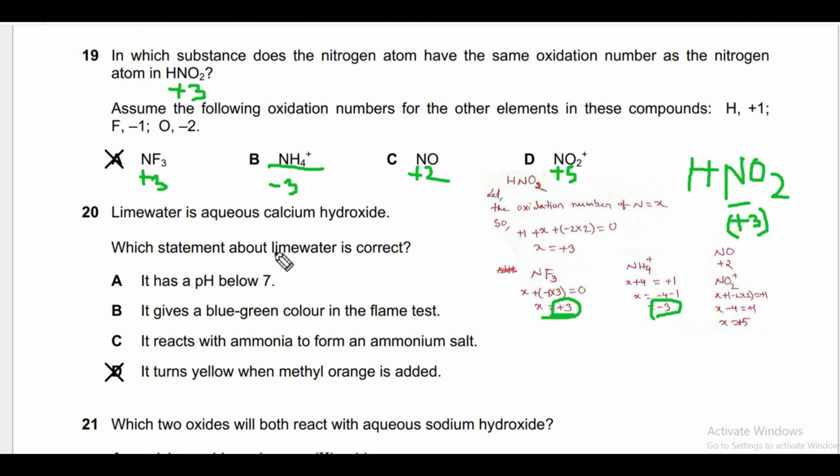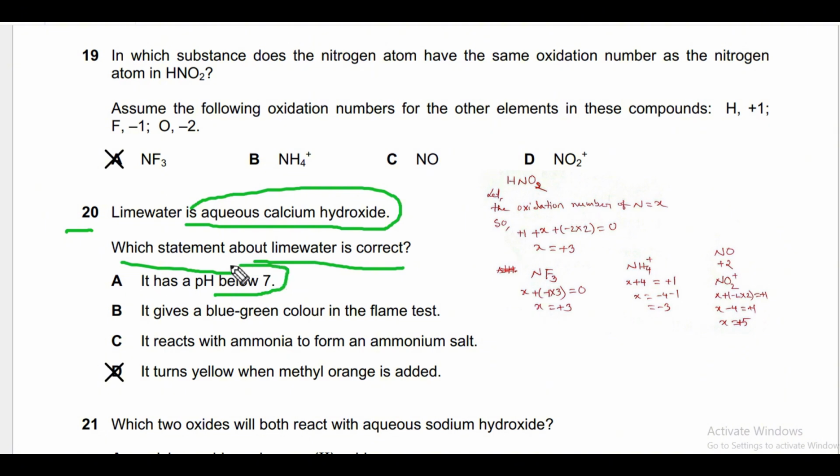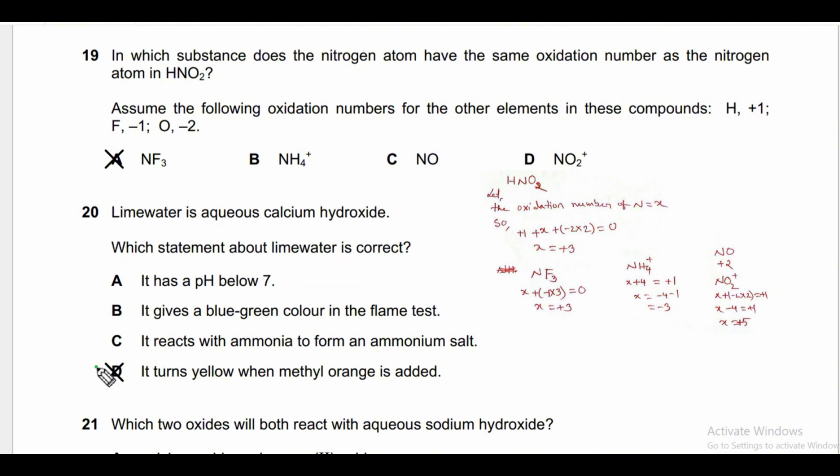So next, 20. Lime water is aqueous calcium hydroxide. You know, calcium hydroxide is the lime water. Whose statement about lime water is correct? It has pH below 7. No, it is alkaline, so more than 7 it will be. This is wrong.